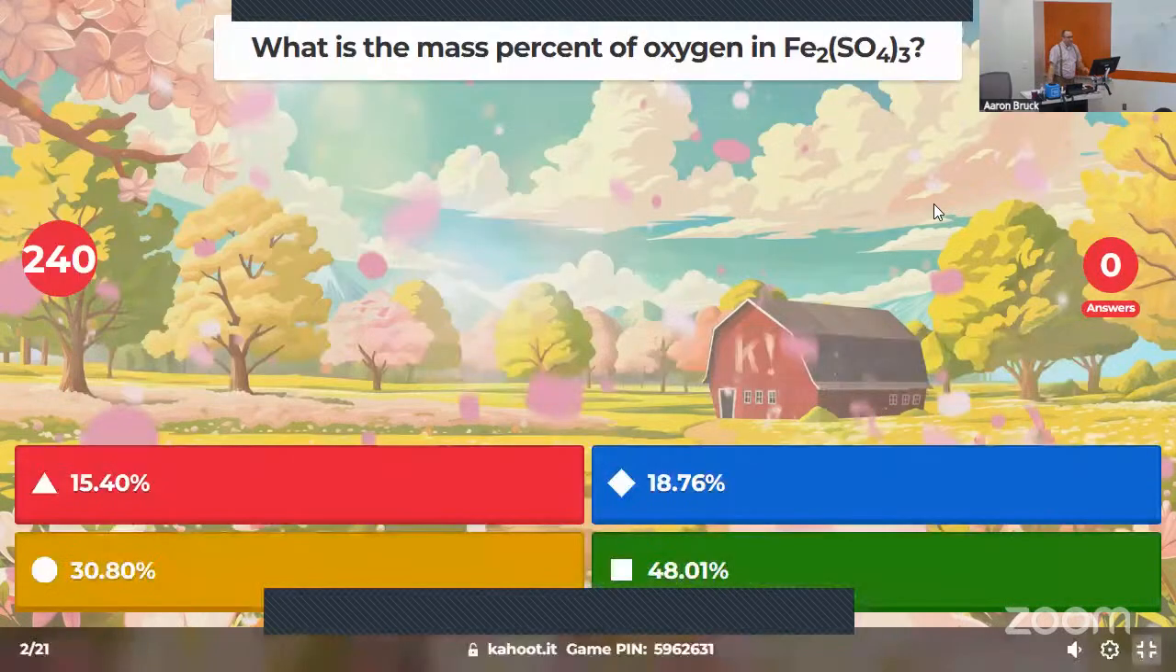What was the percent mass of oxygen in iron 3 sulfate?